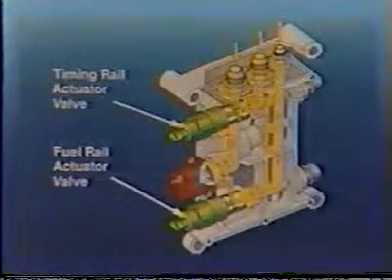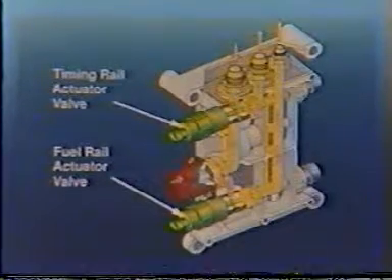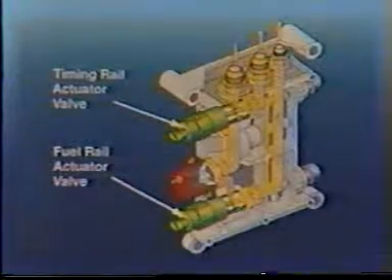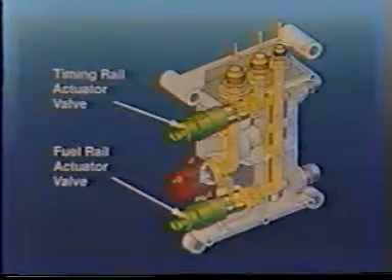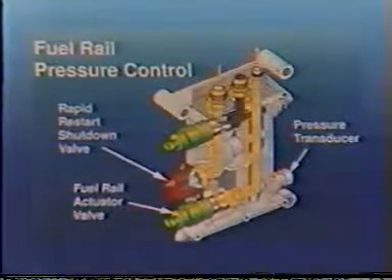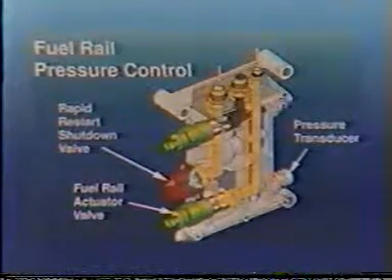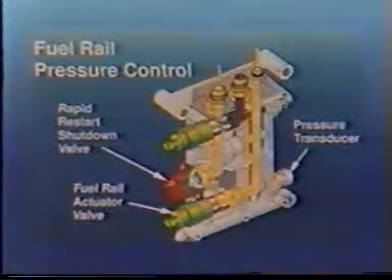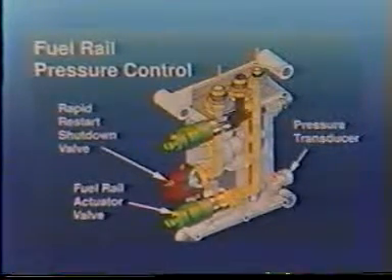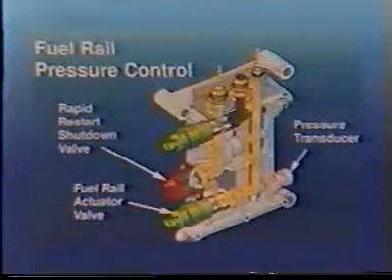The control valve assembly receives fuel flow from the fuel pump. Inside the control valve assembly, the fuel flow divides to supply both control systems. The control system that maintains fuel rail pressure consists of a rapid restart fuel shutoff valve, fuel rail actuator, and fuel rail pressure sensor. Fuel flows through the rapid restart fuel shutoff valve first, and then to the fuel rail actuator.